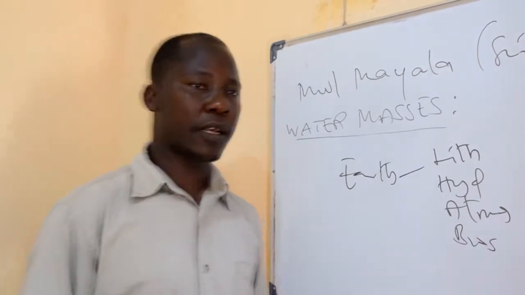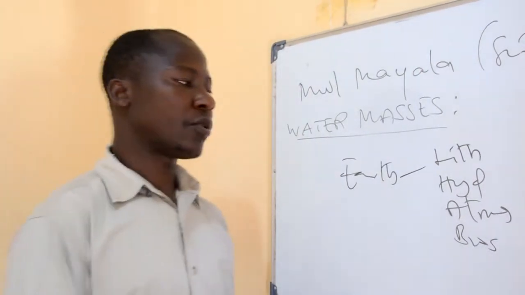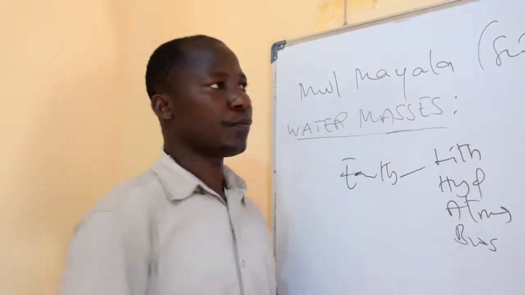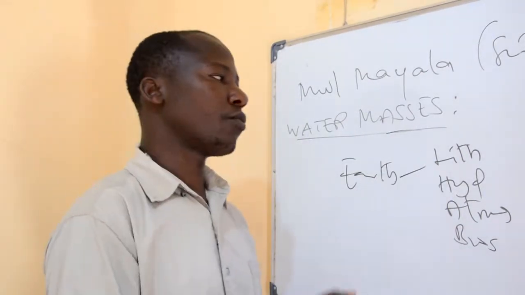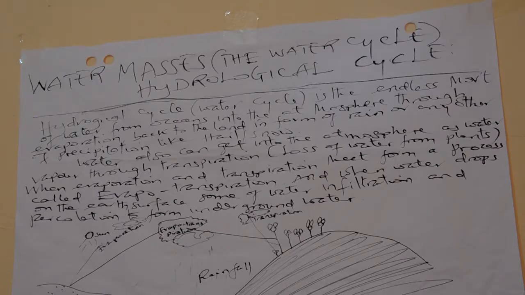But today we have to describe water masses or the hydrological cycle as a part of this, because water masses are related to the hydrological cycle. What is the meaning of hydrological cycle or water cycle? It is the endless movement of water from the ocean into the atmosphere through evaporation, back to the land in the form of rain or any other form of precipitation like hail or snow.